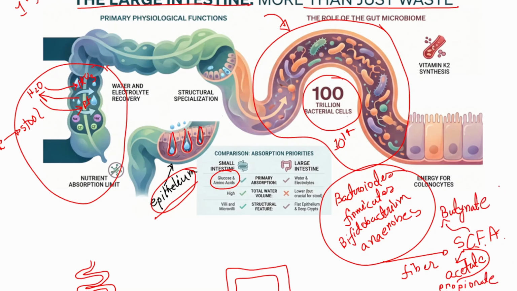The fermentation byproduct butyrate serves a critical localized role as the primary energy source for the colonocytes, or the cells of the colon, and at the same time for the intestinal lining, this one.